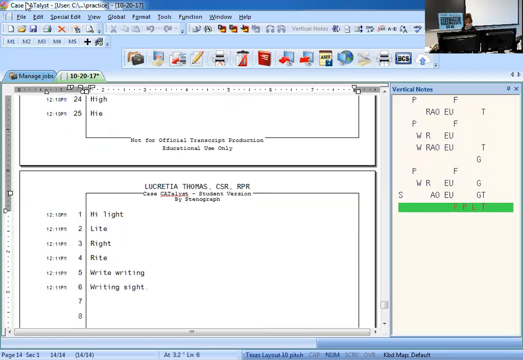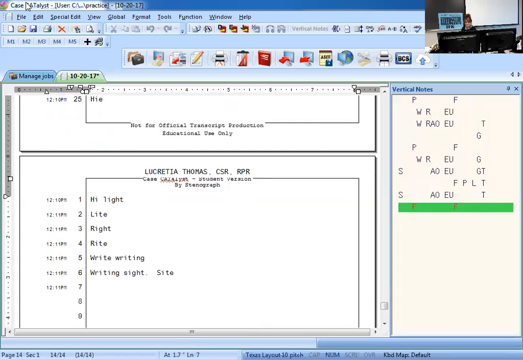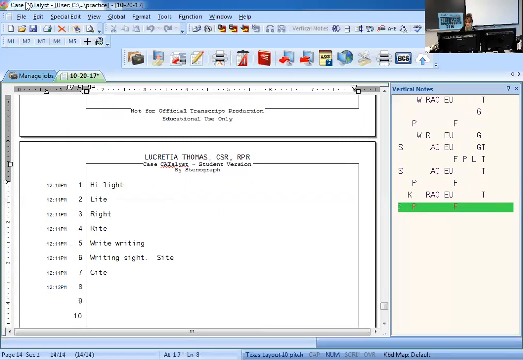Sight, it was a beautiful sight. Sight of the accident, S long I-T. Cite, the attorney cited a case, or I was cited, given a ticket, K-R long I-T. Take advantage of how they're spelled.